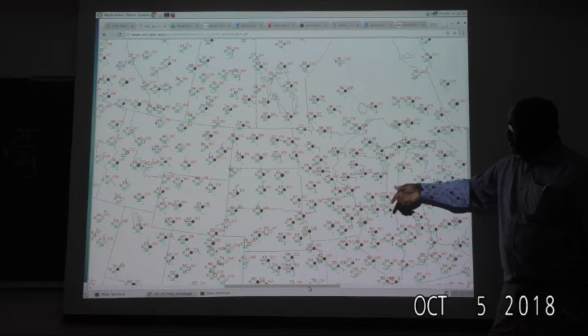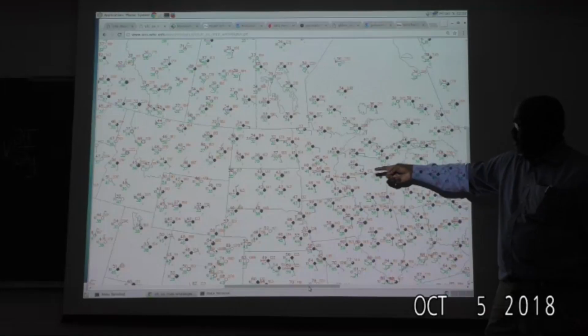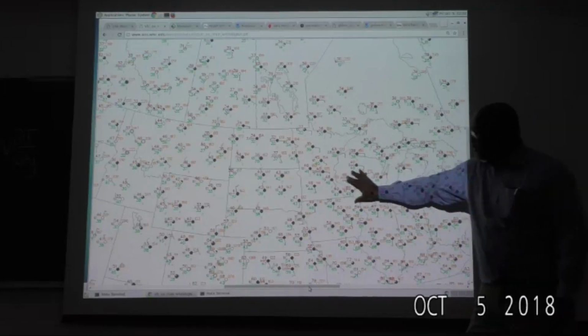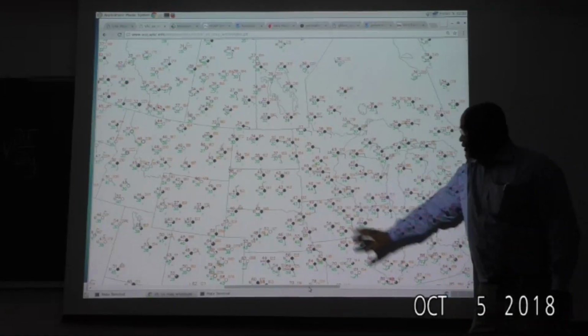We know the result of that tightening of the temperature gradient is the creation of a thermally direct circulation, warm air rising, cold air sinking, that would help reinforce that. So weak frontogenesis over us might have been responsible for the light precipitation. Scroll down a little bit.